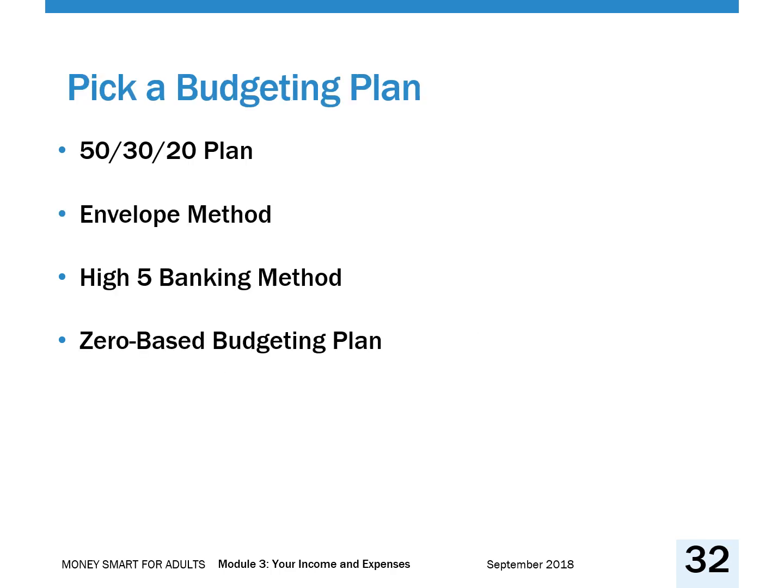Now here are some budgeting plans, and some links to videos were also sent to you. The 50-30-20 plan, the envelope plan, the high five banking method, and the zero-based budgeting plan. Take and watch those videos and then come back and return. You can go ahead and pause. Welcome back. One of them is actually an article, not an ad, not a video, but that gives you an idea.